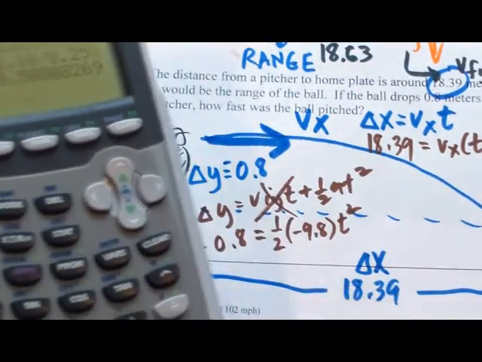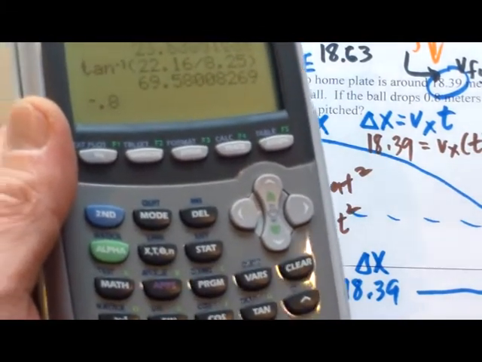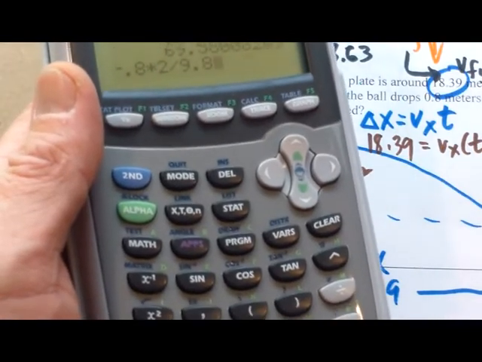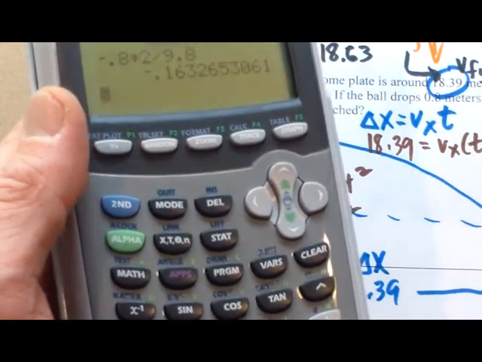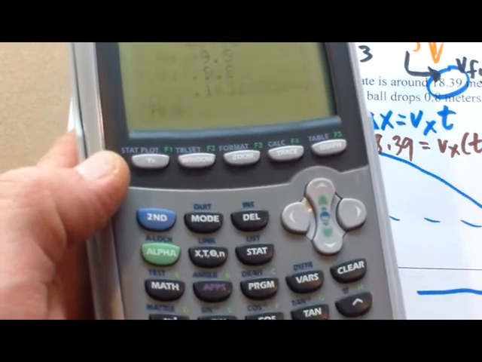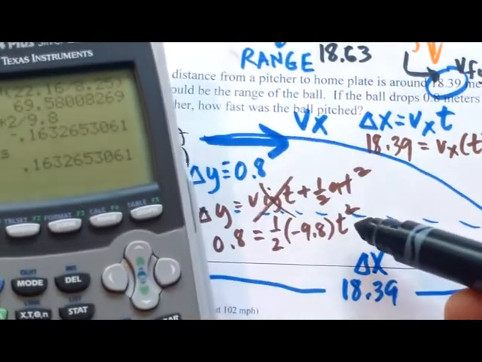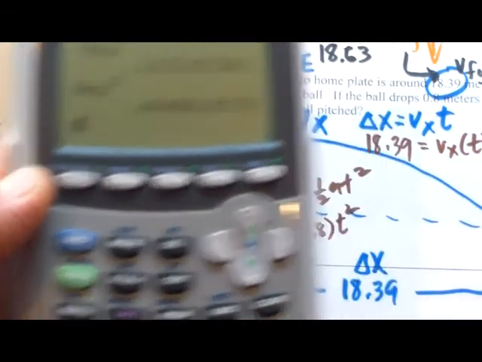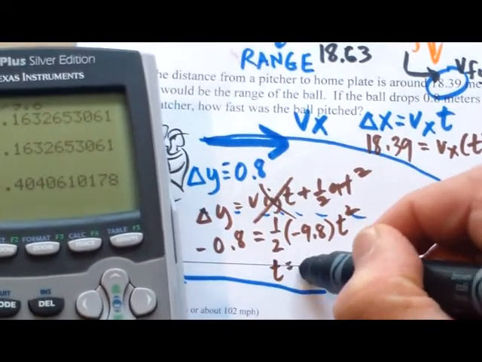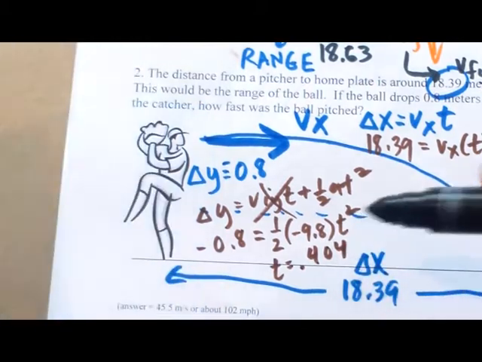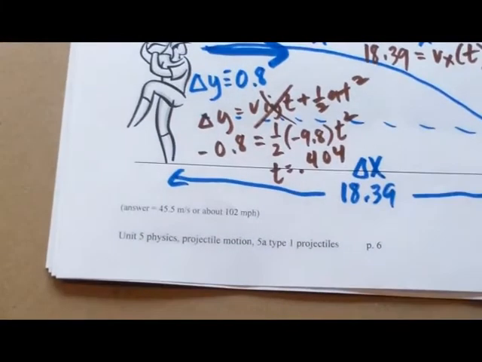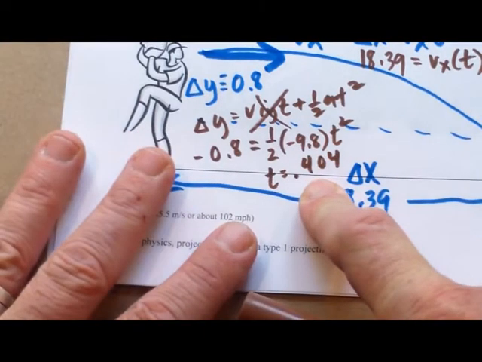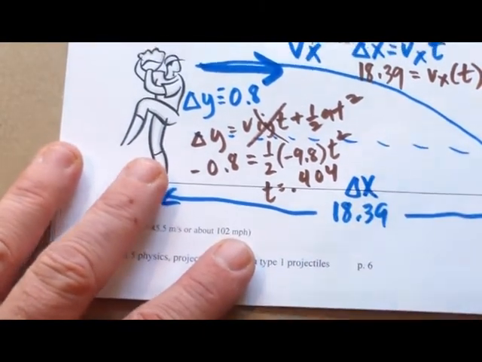Okay, so what we have then is negative 0.8 times 2 divided by negative 9.8. The two negative signs cancel out. Okay, then we want to take a square root. So we get a time of flight then, or that the baseball's in the air about 0.404 seconds. Right? Let me get that up so you can see. The time of flight is 0.404. So that's going to go here, right?